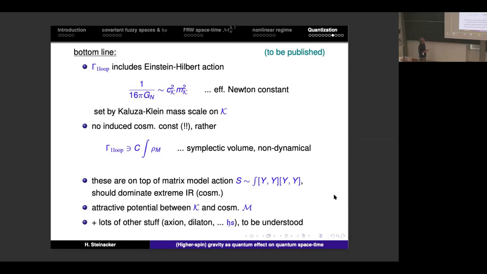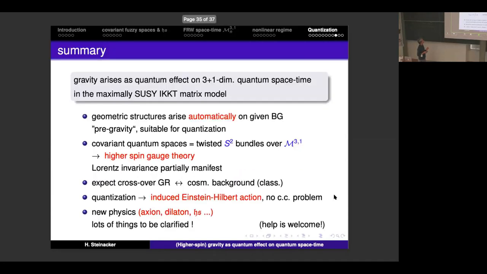I think it's enough. So the Newton constant is set by the Kaluza-Klein scale of this fuzzy extra dimension, which I didn't have time to explain. And it looks good, I would say. So this is very preliminary. It's not yet published, hopefully soon. You should be skeptical, of course, but I think it looks reasonably solid. So I didn't hide any terrible things. These are really honest computations.